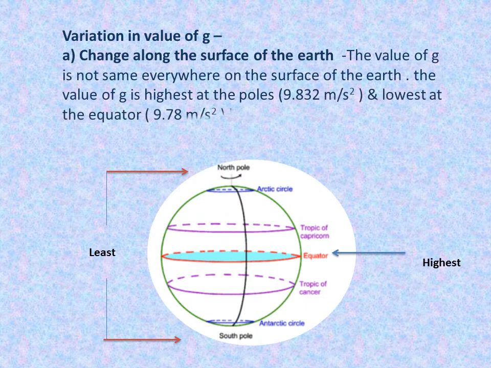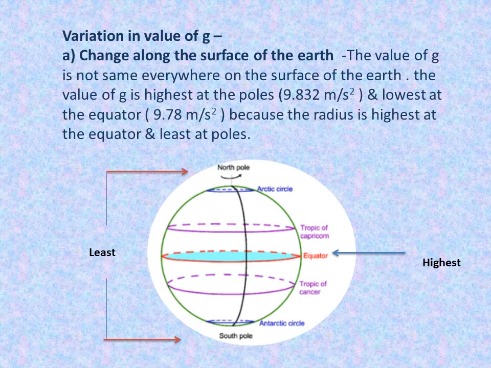Now we will move on to the variation in the value of g. First, change along the surface of the earth. The value of g is not the same everywhere. On the surface of the earth, the value of g is highest at the poles, that is 9.832 meter per second squared, and lowest at the equator, 9.78 meter per second squared, because the radius is highest at the equator and lowest at the poles.